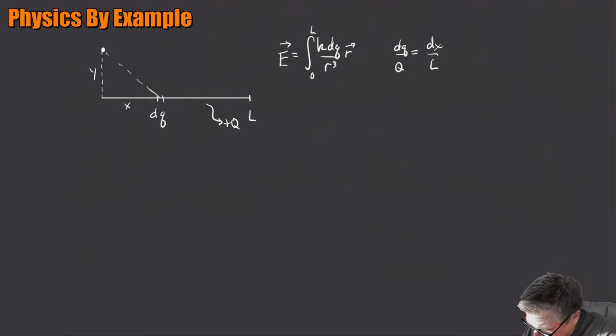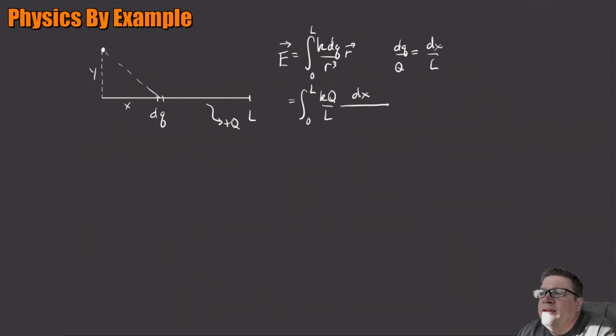Okay, so let's plug that stuff in. So this is going to be 0 to L. This is going to be k q over L. Then I'm going to have my dx over r cubed. Okay, so what is my distance? Same thing I had before. x squared plus y squared to the 1/2. Square root of that is r. I'm cubing it. So I get to the 3/2.